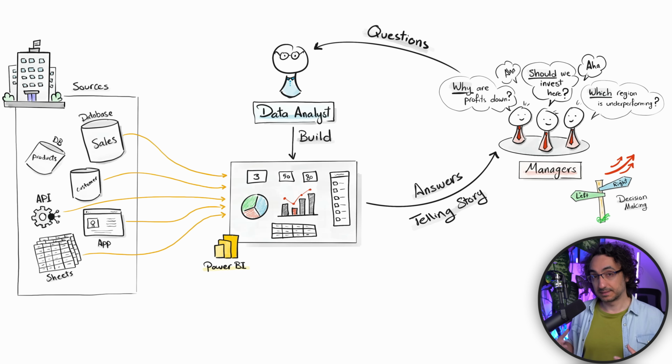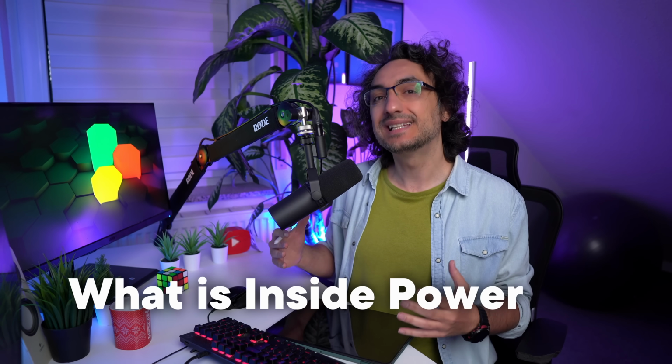So that means we use Power BI to turn raw, unclean data into beautiful and easy to understand visuals that can help the managers to make better decisions. Okay, so now the next question is, what is inside Power BI? Well, we have 5 layers, or let's say 5 engines. Let's start with the first one.